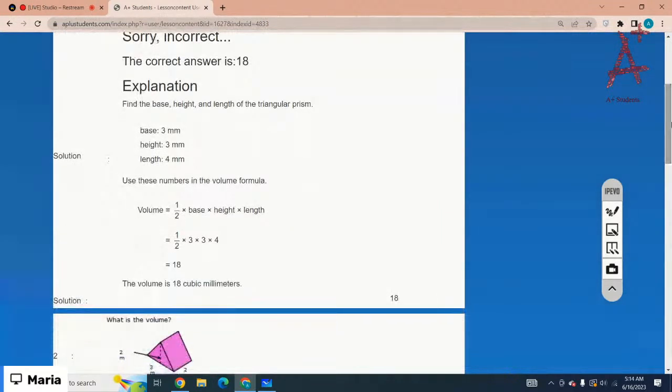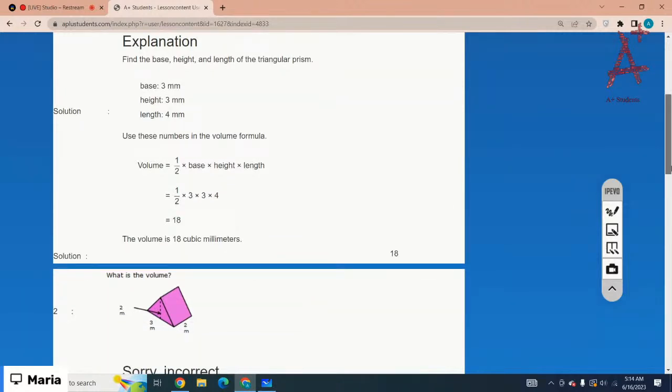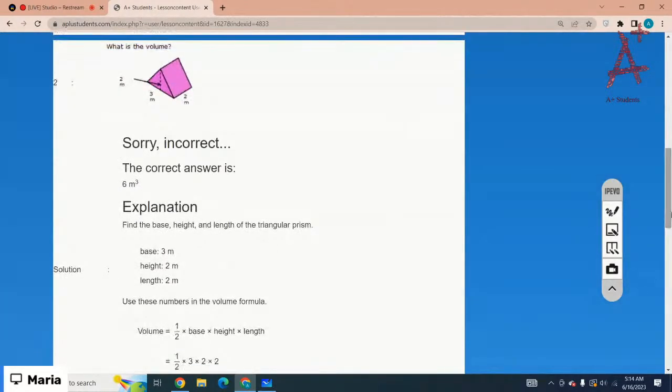For the volume, you have to do half times base times height times length. Got it? So it would be 1 by 2 times 3 times 3 times, so that would be 18. The formula to calculate the volume of the triangular prism is half times base times height times length. Okay, the next one, what is the volume? You have to do half times base times height times length.